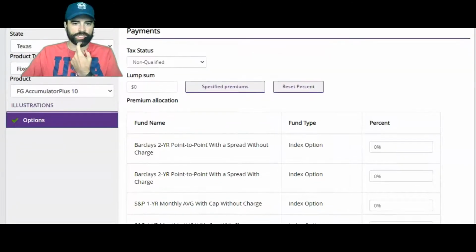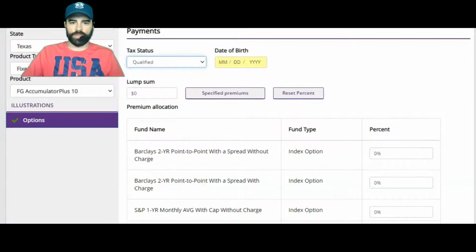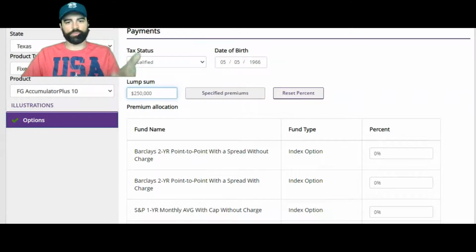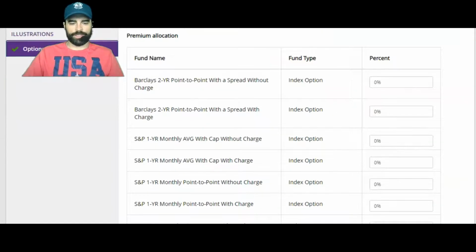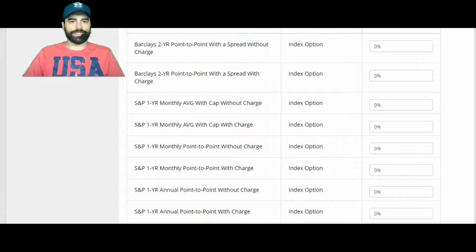So we're going to go tax status. We're going to go qualified. We're just going to put in a date of birth of 05/05/1966. I'm just going with a 55-year-old, okay? Let's just say they've got $250,000, so I'm going to go $250,000. You can specify premiums if they want to put more in, but I'm going to keep it at just $250,000 and that's it.